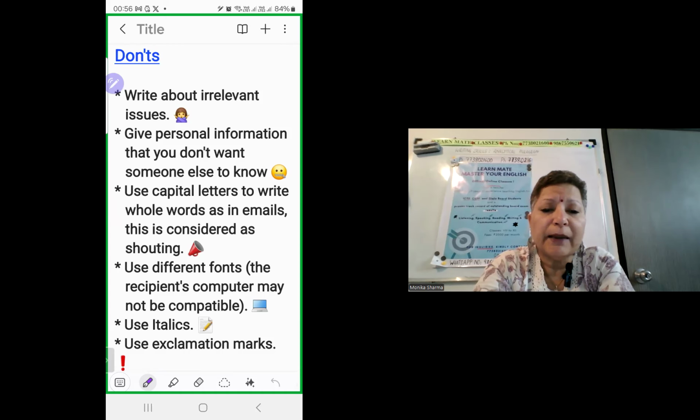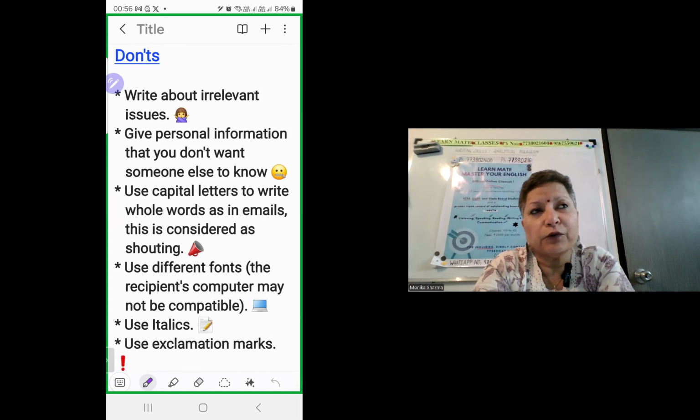Do not use capital letters to write whole words in emails. This is considered as shouting. Shouting in the sense that you are being disrespectful. So, as far as possible, avoid capital letters.